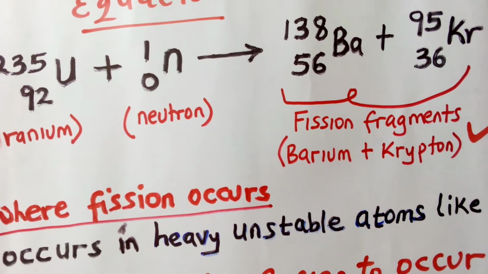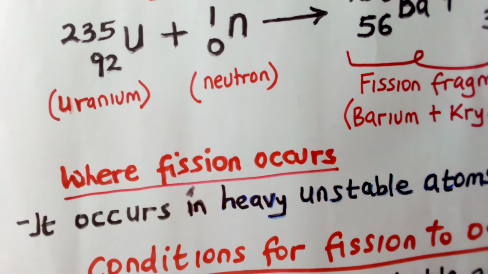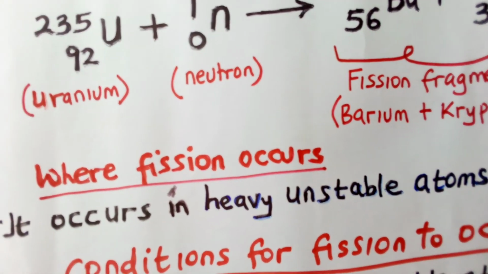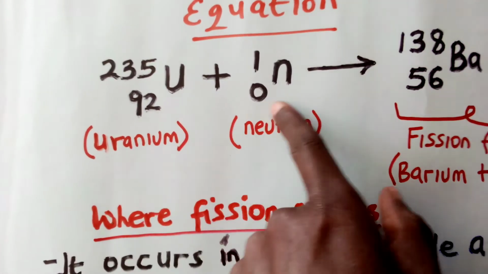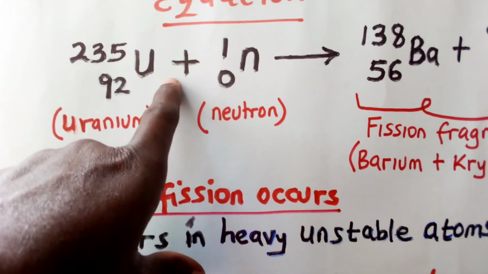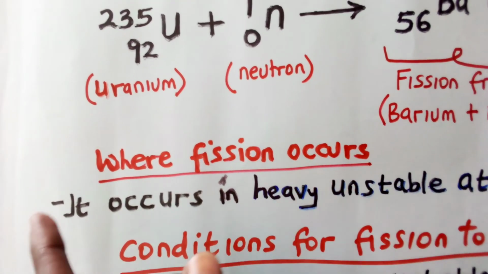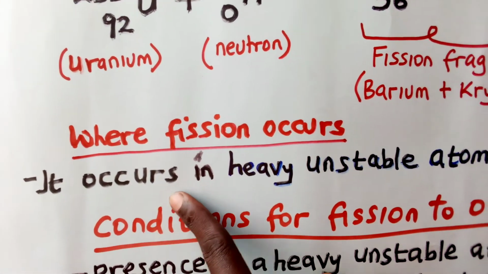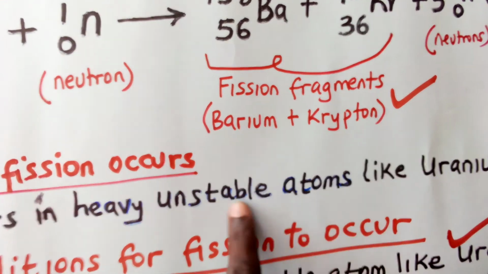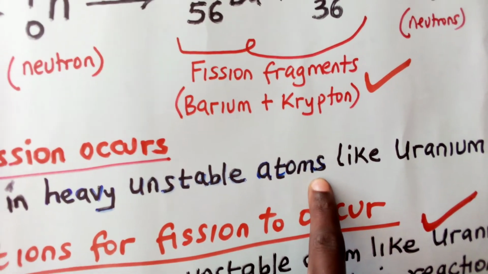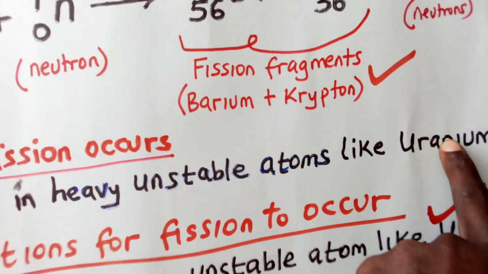Now, there was a question I asked. Where does fission, nuclear fission, take place? We said nuclear fission takes place in unstable atoms. Now, which one is the unstable atom here? It is uranium. So when somebody says, give us maybe one example where nuclear fission occurs, you simply say nuclear fission takes place in unstable atoms, and you give the example. Don't end up saying only unstable atoms. The examiner will be interested in knowing that example. So you simply say it occurs in unstable atoms like uranium.